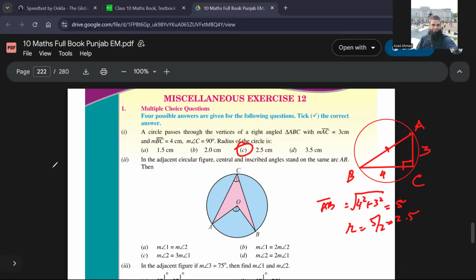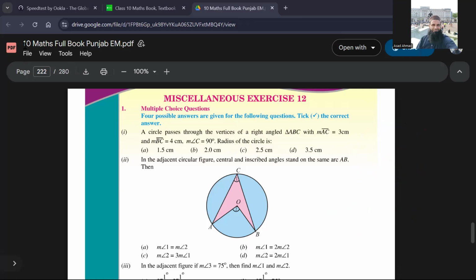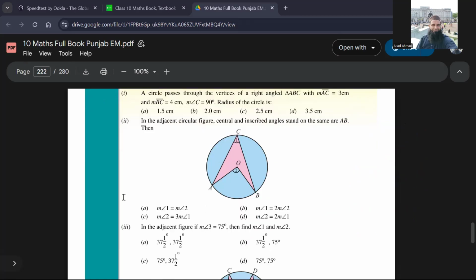Next question, number 2. In the adjacent figure, central and inscribed angles of the arc is like application of the theorem. So measure of angle 2 will be double that of angle 1 because of the first theorem of this chapter.